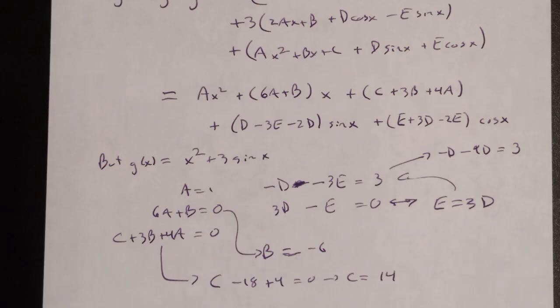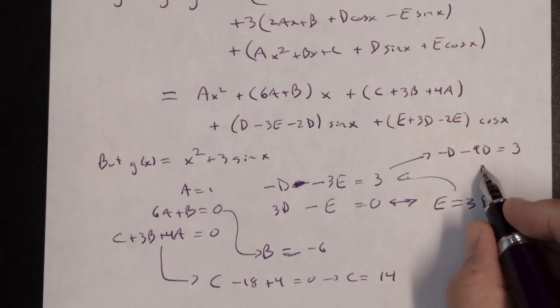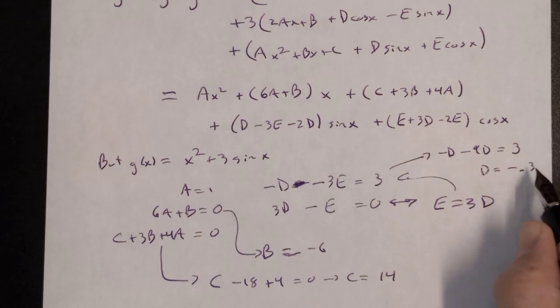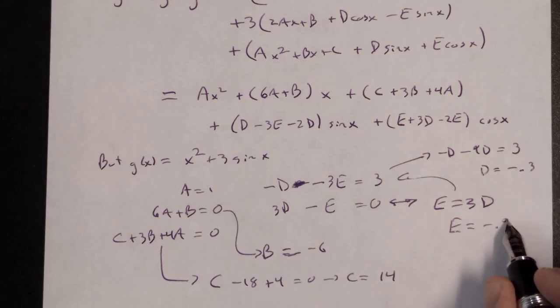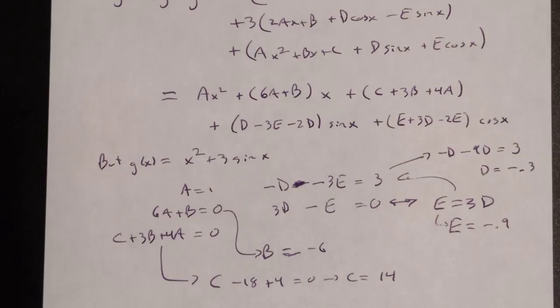This should not stump the room. What's the value of D here? -0.3. Put that back in, and I know that E is equal to -0.9. We did it.